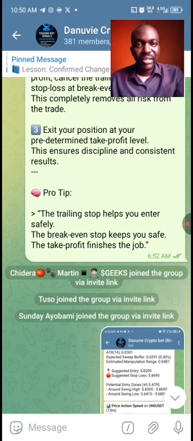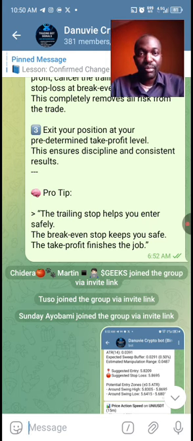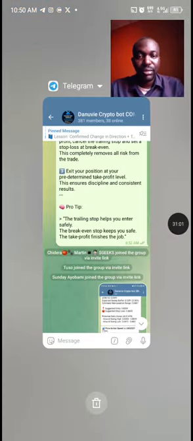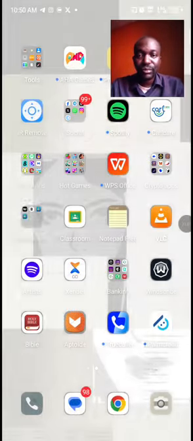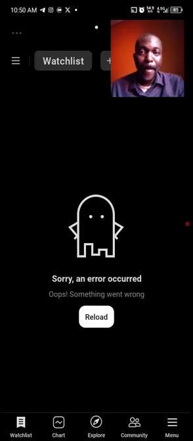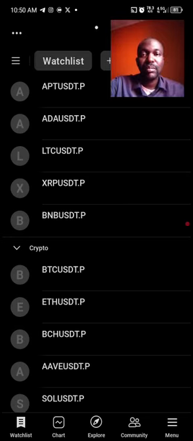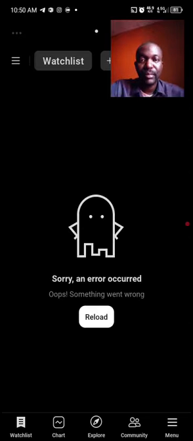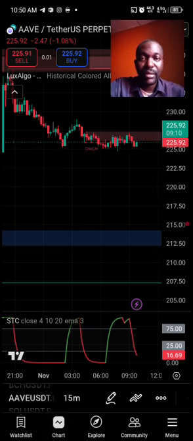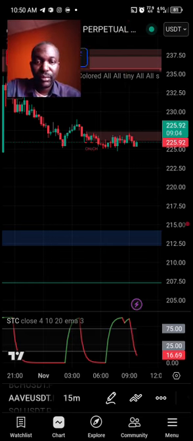So I think this is the okay. Before we do that, let's go to the chart so I can show you how to set stop loss. Let me show you how to set a stop loss and how the stop loss is going to trail. Okay, so this is the chart. Let me just move my camera.